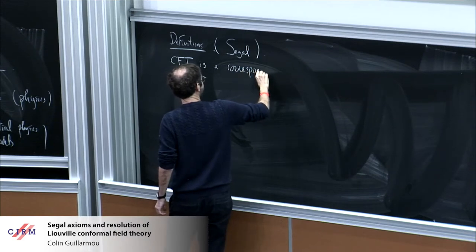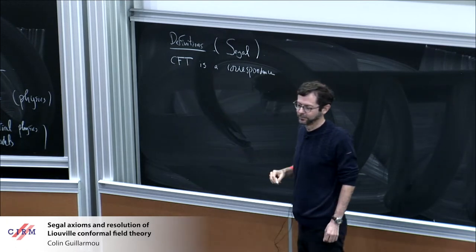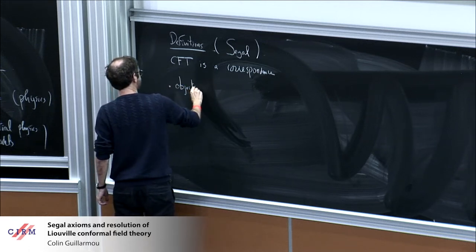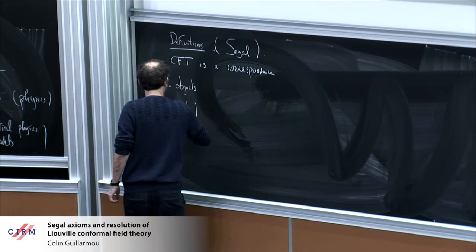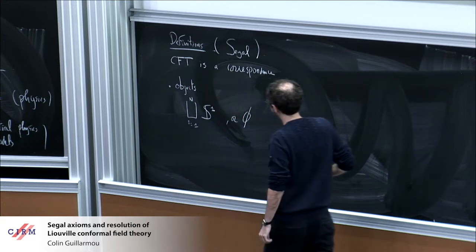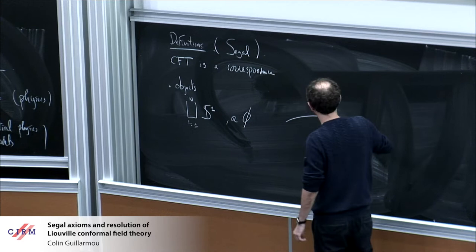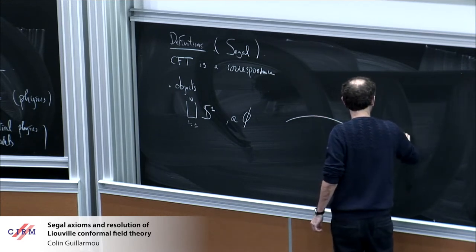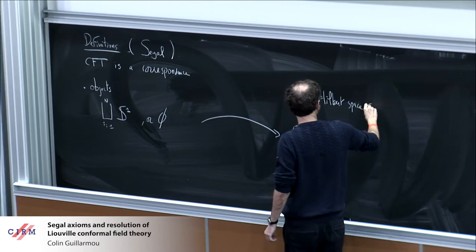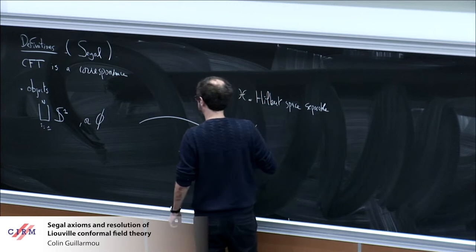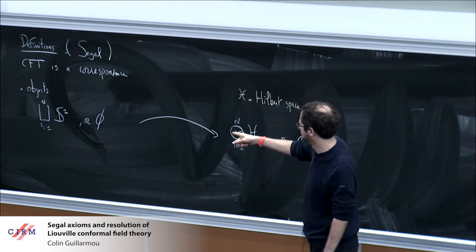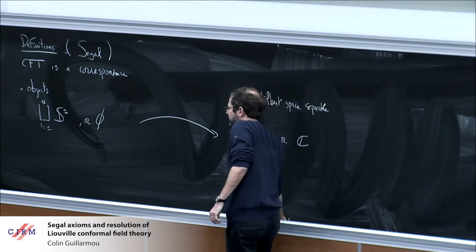So a CFT is a correspondence, in fact a functor, between several types of things. You have the objects: disjoint unions of circles, or the empty set. And then you associate a tensor product of a Hilbert space, so H is going to be a separable Hilbert space, and if you consider the empty set, you just map to C. Okay, these are the objects.